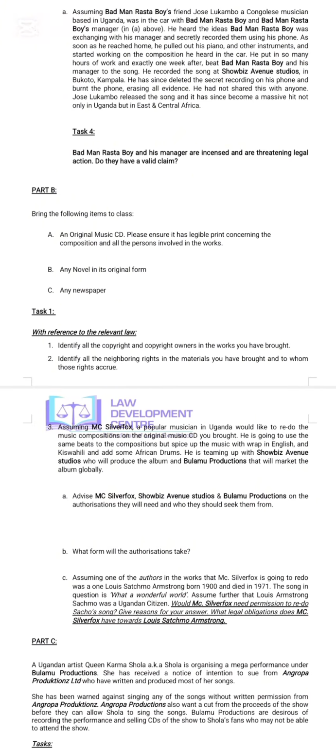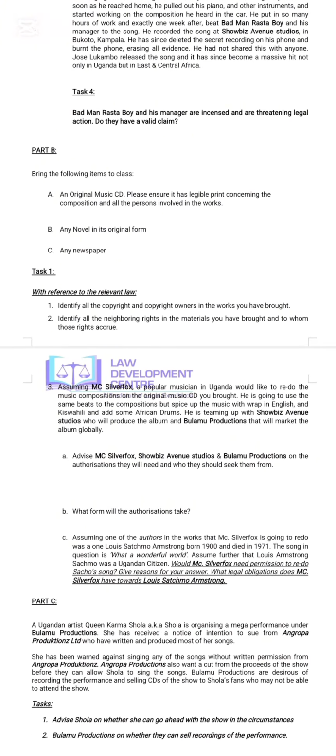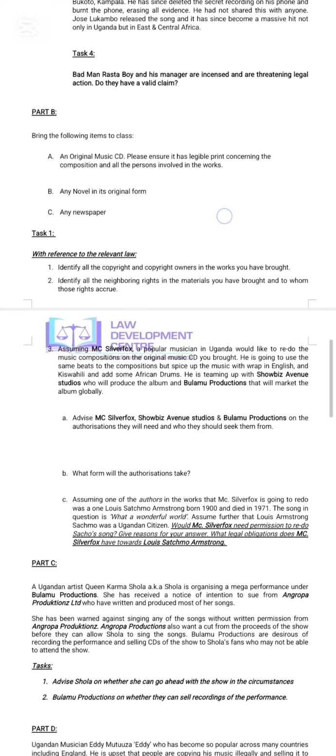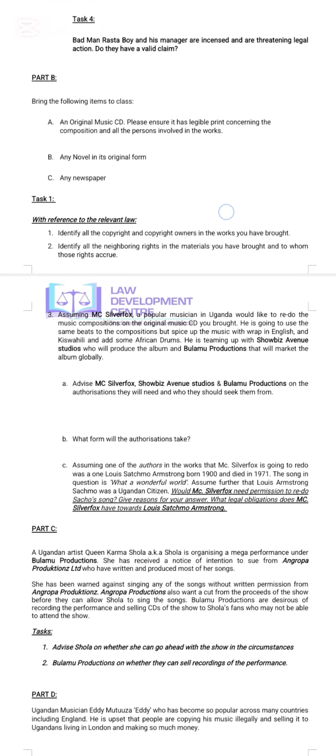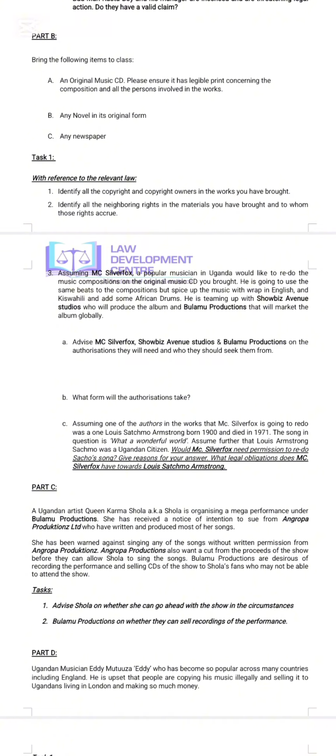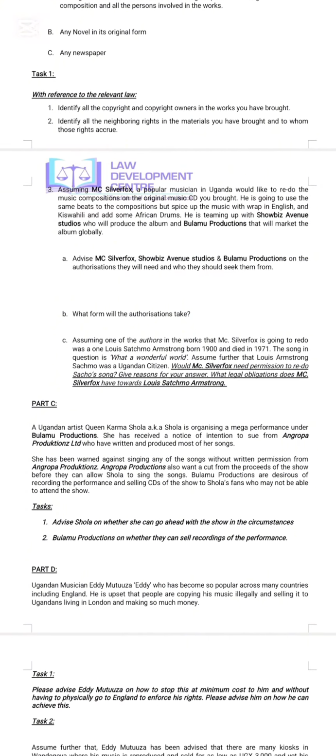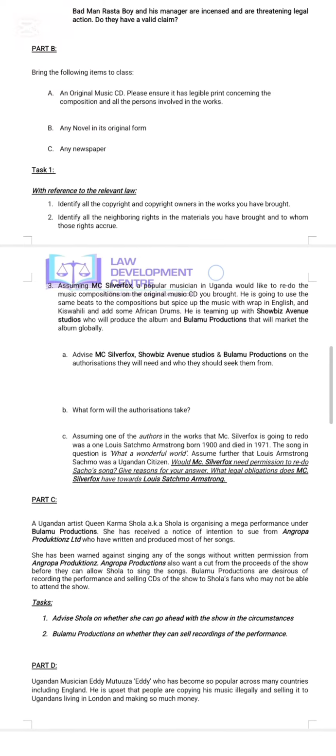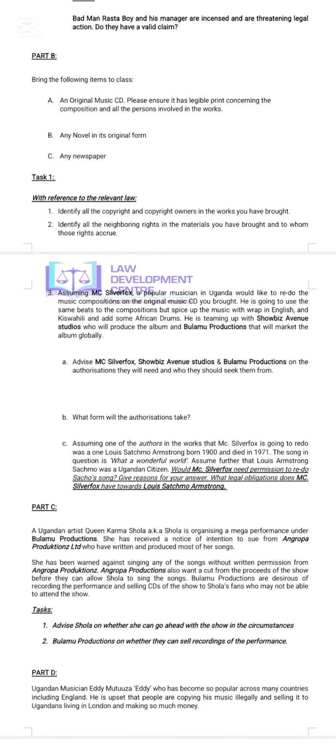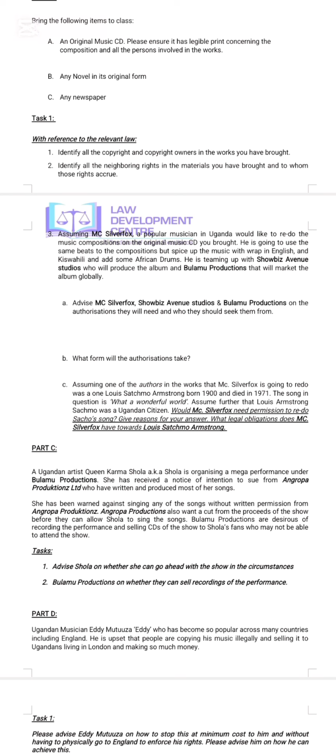Then bring the following items to class: an original music CD, please ensure it has legible print concerning the composition and all the persons involved in the work, any novel in its original form, and any newspaper. With reference to the relevant law, identify all the copyright and copyright owners in the works you have brought. So basically, it depends on which original music CD you're going to bring. If you have brought Jose Chameleon's work, that would be the copyright owner and Bang Music. Identify all the neighboring rights in the materials you have brought and to whom those rights accrue.